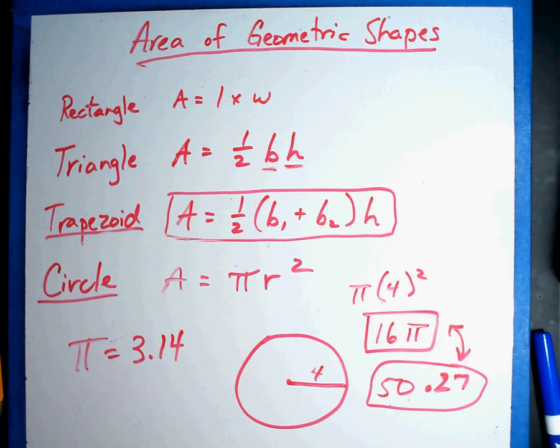So we've learned how to do the area of a rectangle, a triangle, a trapezoid, and a circle. In the next video, I'm going to give you an example of each of them and see if you can calculate them.